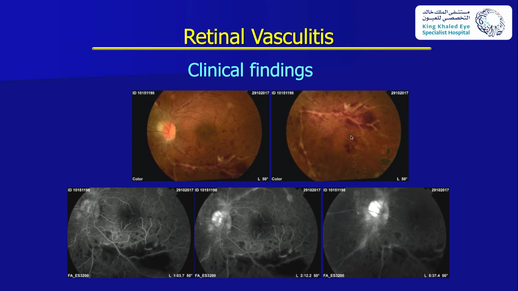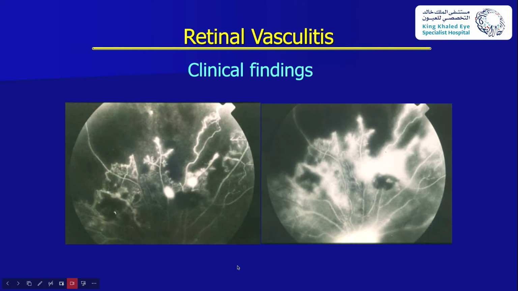And when you have inflammation, you expect to see hemorrhages also. So this is a patient with tuberculosis. Fluorescein angiography told us that this retina was ischemic. So here, in addition to medical treatment with steroids and the full anti-TB treatment, you need to apply scatter laser photocoagulation to the ischemic retina.